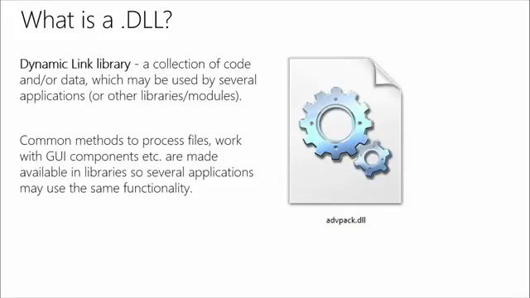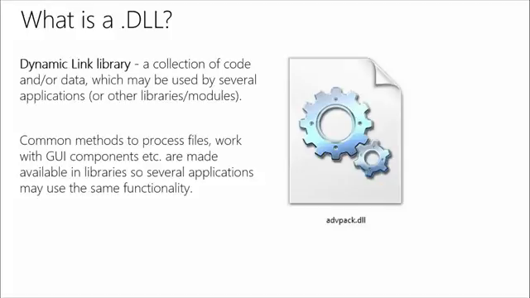Okay. So how does Unity handle DLLs? Well, first of all, let's understand exactly what a DLL is. What is a DLL? Okay. A DLL is a dynamically linked library. Essentially, it's a collection of code and or data which may be used by several applications. So this include libraries or modules. So really, this is just common methods or things that we're going to have to use over and over.